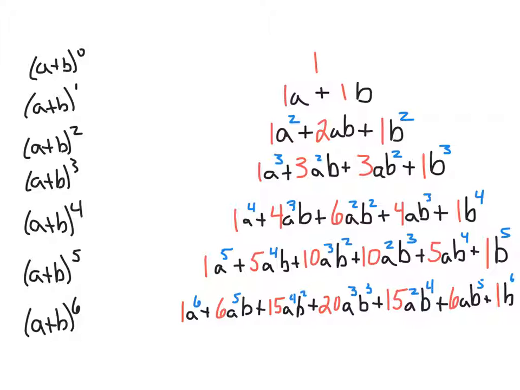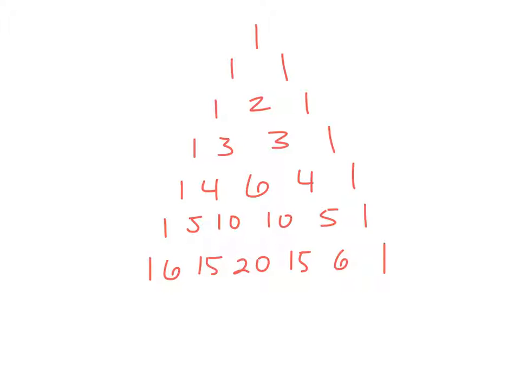And so there's actually a pattern going on here. I'm going to go to the next slide, and I'm going to get rid of all of the other symbols except for the coefficients. So this is what that triangle looks like without all of the variables and addition signs.